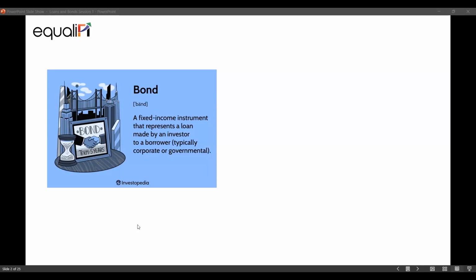which guarantees a fixed income along with the rate of interest as well as return also. Okay, so this is what a bond is.